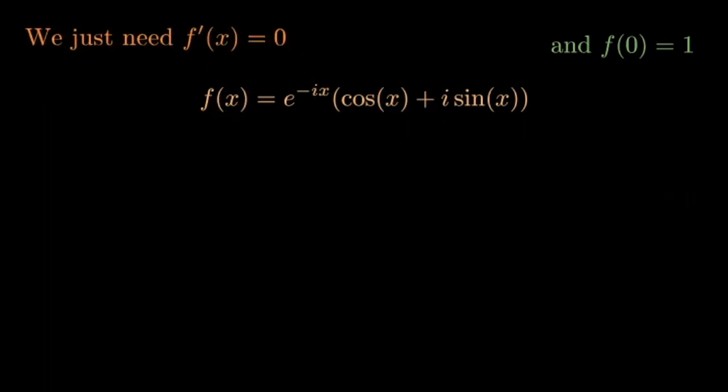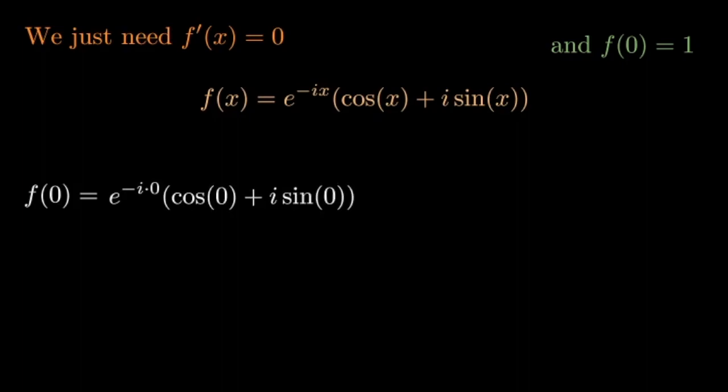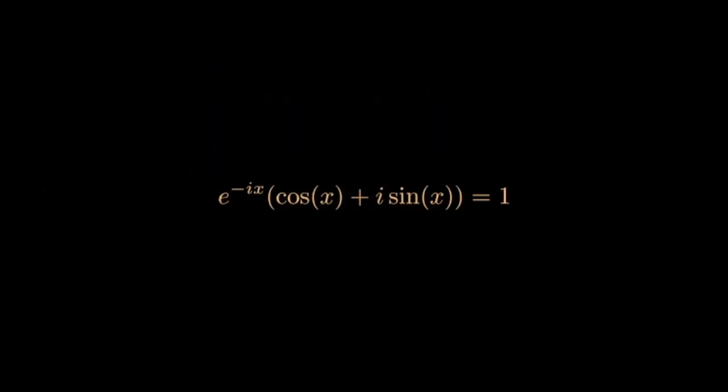So now all we need to do is just show that f of 0 is equal to 1. Plug 0 into this function, we get e to the minus i 0 times cosine of 0 plus i sine of 0. Now Mickey Mouse Maths tells you that cosine of 0 is 1 and sine of 0 is 0. So we have e to the 0 times 1 plus i 0, and the final answer is 1. So that gives us a complete proof of Euler's identity.